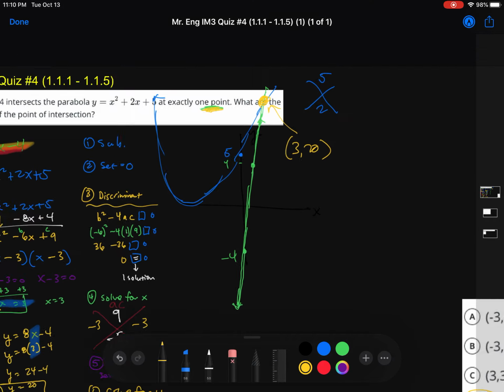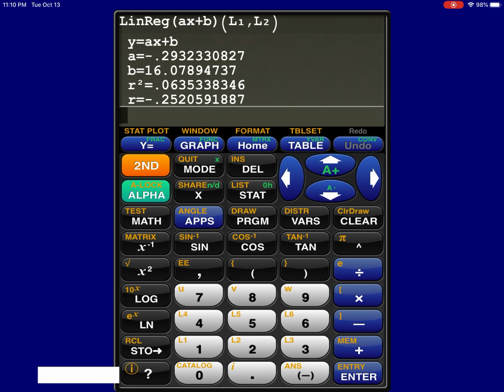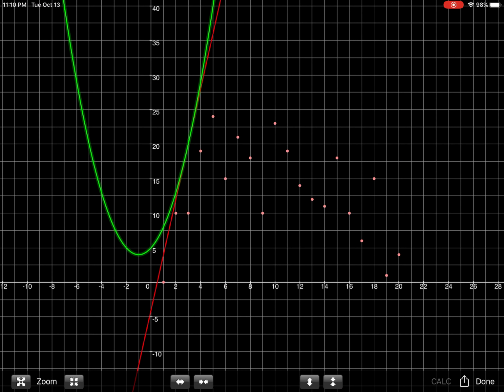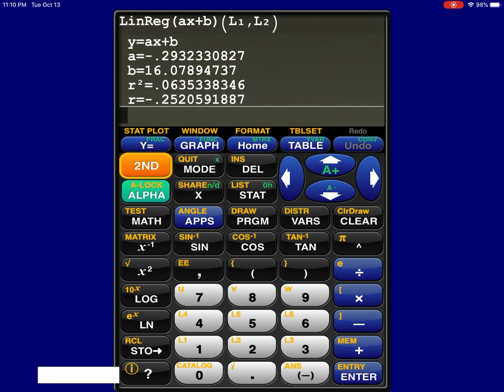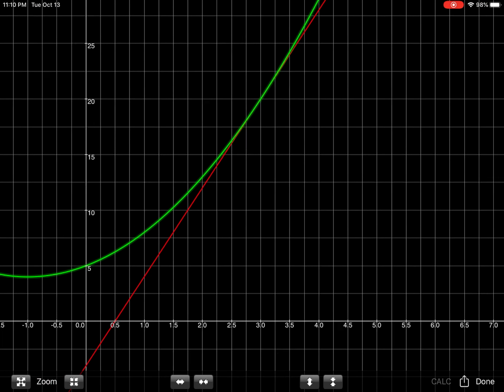Use a graphing calculator. You want me to use one? Let's use one. x squared plus 2x plus 5. And then 8x minus 4. Let's graph that. Ignore the red dots. That was my stats lesson. Let me see if I can turn that off. Okay, there you go.